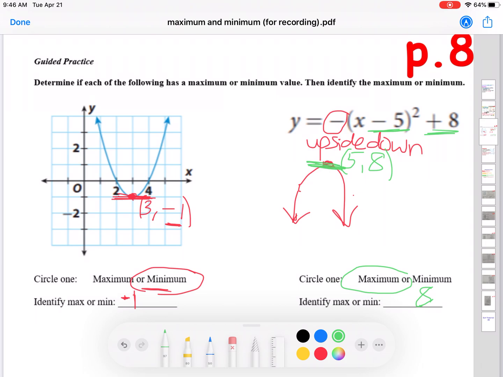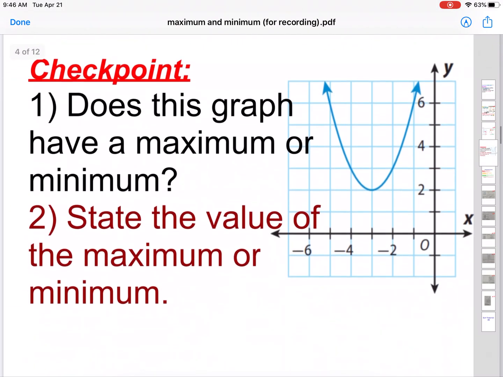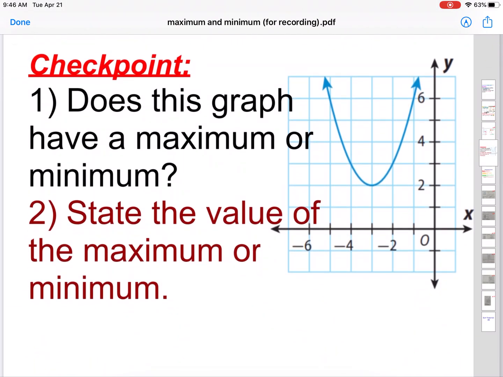Okay, so again, when you're looking for the maximum and minimum, you want to think about, does the graph face upwards or downwards to figure out, is it the greatest or the least value? Then you identify the vertex and focus specifically on the y coordinate of your vertex. So let's go ahead and try our checkpoint question here. You don't have to copy this graph down. Please just pause the video, go answer numbers 1 and 2, and then come back to check your work.